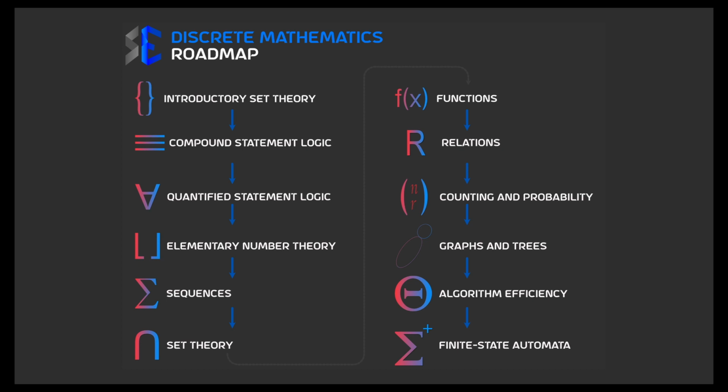And then graphs and trees, which are a more graphical representation of certain subjects. Then we get into algorithmic efficiency, which can be thought about as basically, is this the shortest, most efficient path to do this certain algorithm? It's like if you want to sort a list of names, what is the best algorithm to do so?